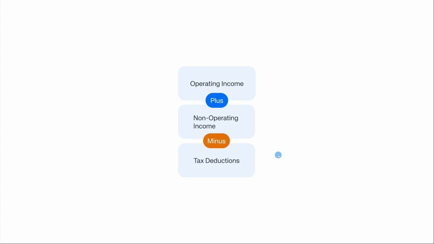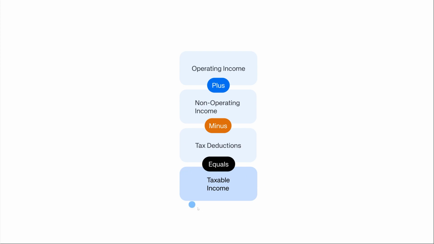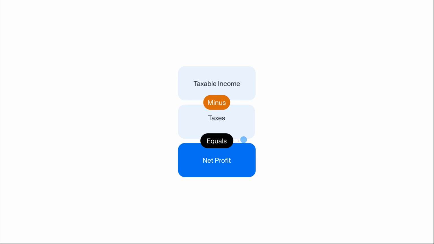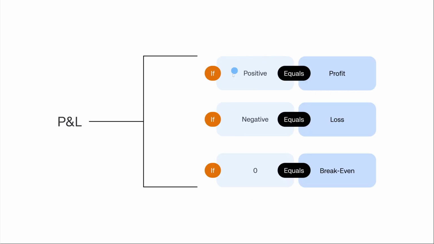And tax deductions are certain business-related expenses that reduce the amount of income you have to pay taxes on, like office supplies, travel, or software costs. And the amount you get after subtracting tax deductions is your taxable income. And then after paying taxes on your taxable income, the amount left is your net profit. If the number is positive, your business made money. If it's negative, you spent more money than you earned. If it's zero, that means your business is break-even, meaning the earnings exactly cover your expenses without profit or loss.